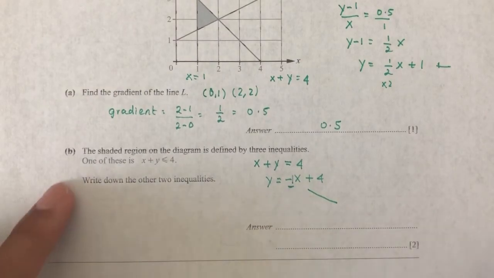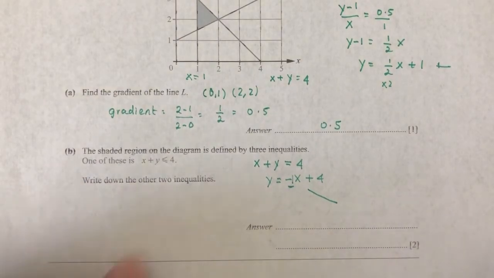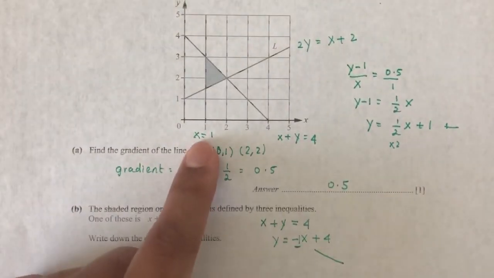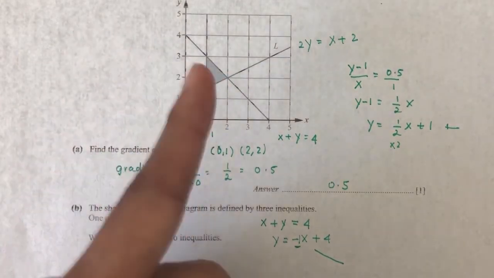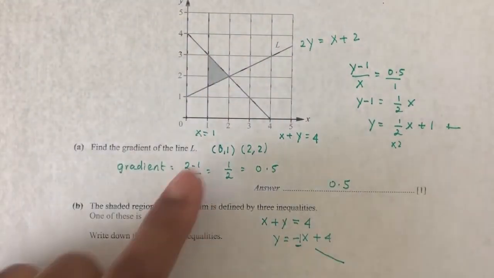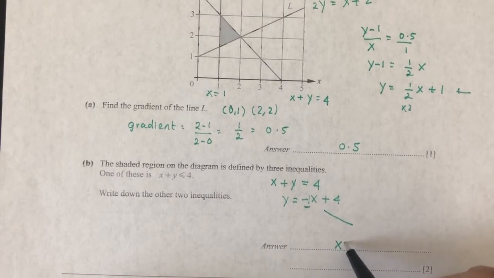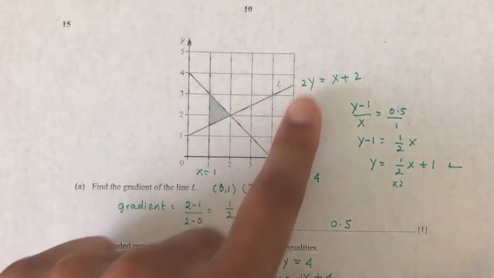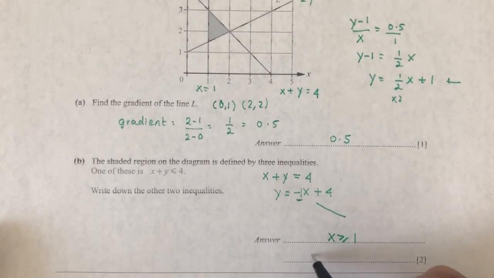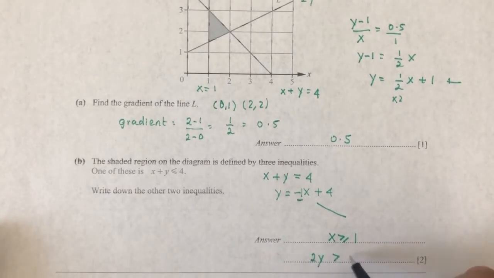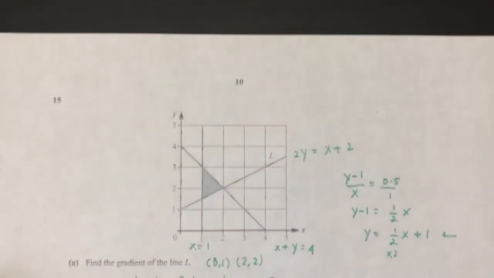Okay, so now let's go to part B. Write down the other two inequalities. We can see that the shape is on the positive side of this, which means it needs to be bigger than. So x is greater than or equal to 1. That's the first inequality. For the other one, it needs to be over this one, so 2y is greater than or equal to x plus 2. And that is the question.